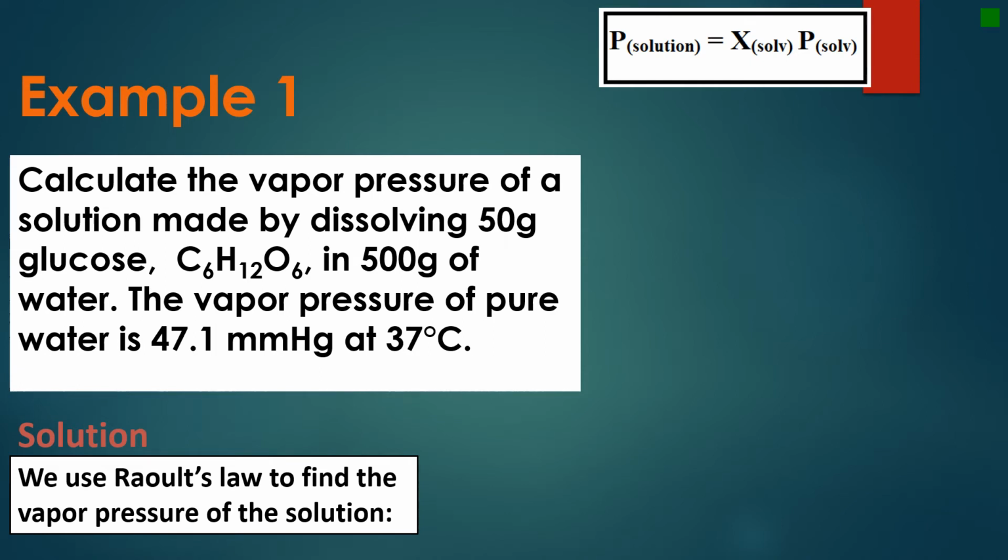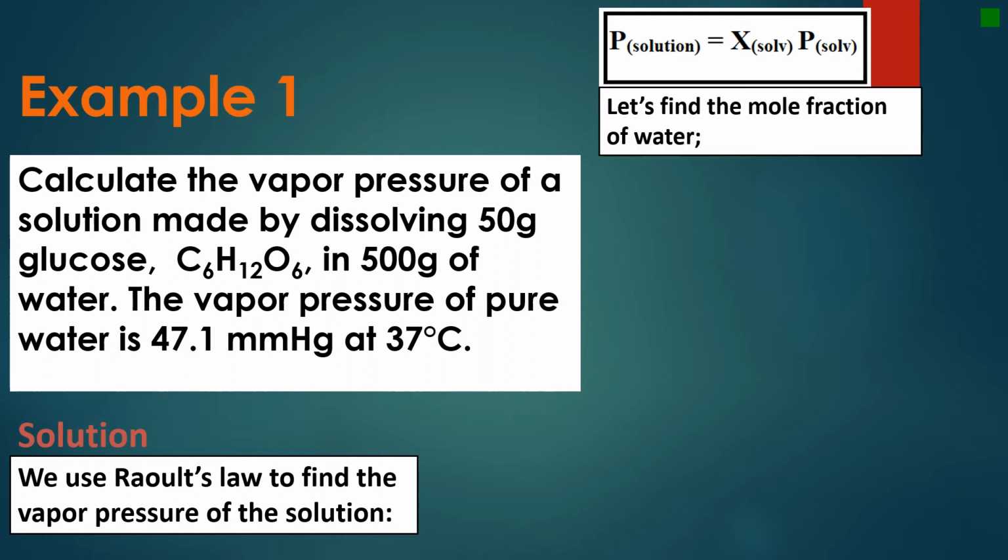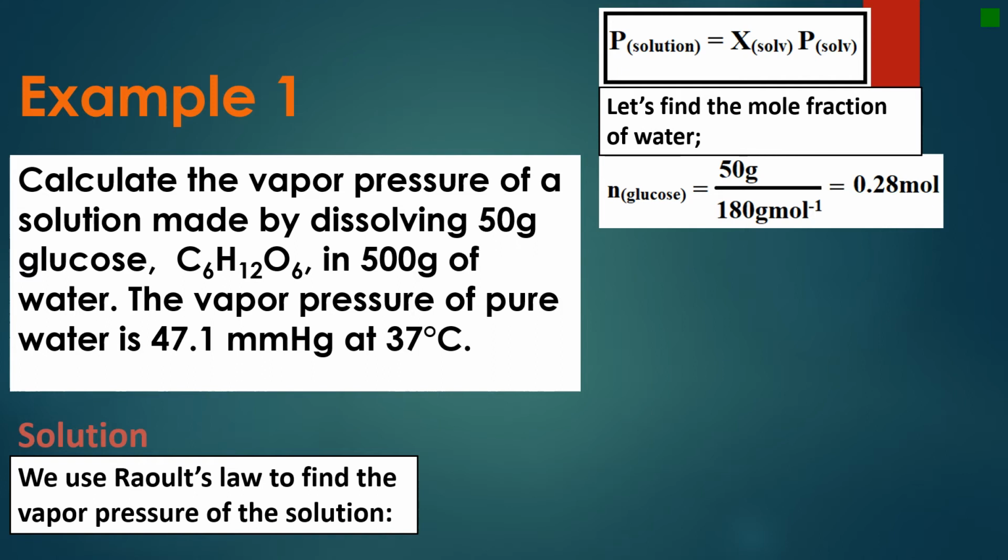So the vapor pressure of the solution is found by taking the mole fraction of the solvent times the vapor pressure of the pure solvent. Let's find the mole fraction of water. To find the mole fraction, we need the number of moles. First of all, the number of moles of glucose can be found by taking 50, that's the mass of glucose, over the molar mass of glucose, that's 180 grams per mole. Then we find the number of moles of glucose, that's equal to 0.28 mole.